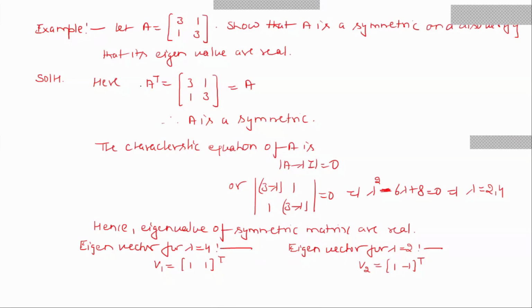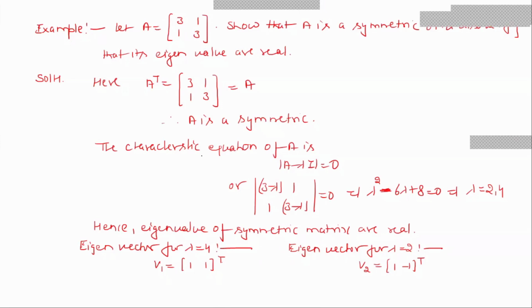So first, you should calculate A transpose. I hope you know how to calculate it. You put the rows into columns, so the first row becomes the first column, and the second row becomes the second column. Again, you will get the same matrix A. So A transpose is equal to A. Therefore, A is symmetric.